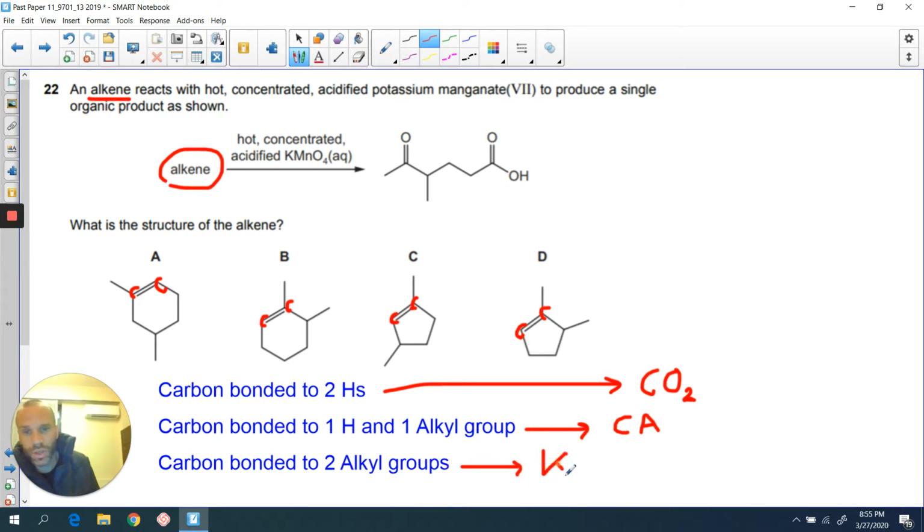Now those rules are fundamental. It's worth understanding exactly why, but more than anything, it's worth remembering those rules. It will get you a very long way. Okay, so now we're just going to look at one example. I'm going to draw in a few more of the bonds here.